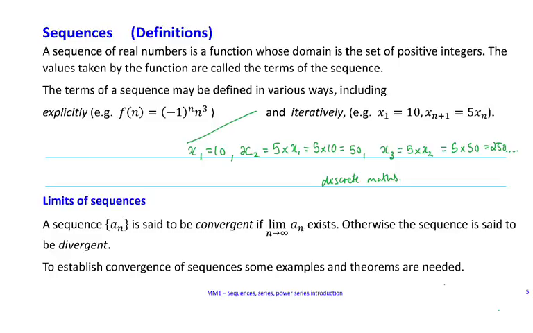Okay. Now, there are also limits of sequences. A sequence a_n is said to be convergent if the limit as n goes to infinity of a_n exists. Otherwise, the sequence is said to be divergent. To establish convergence of sequences, some examples and theorems are needed, and that's what we're going to do now. So did I go too fast? Has everyone finished writing? Yeah? Oh, good.